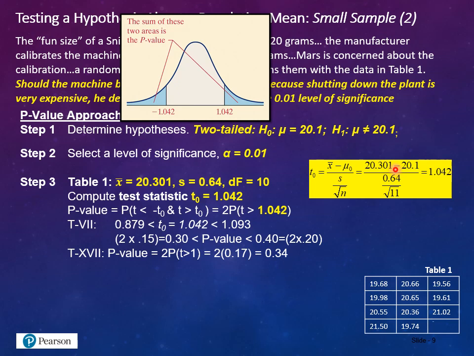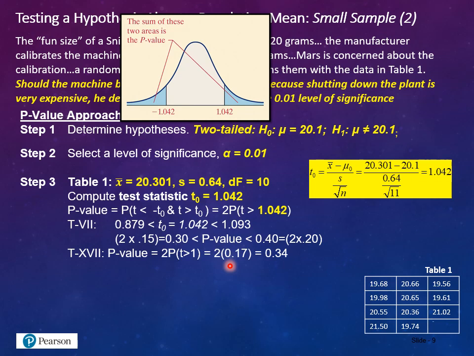What we're looking for specifically is the probability that's greater than this value, right? 1.0, etc. So we look in table 7 for the p-value where t is greater than 1, and we get that value from table 7.